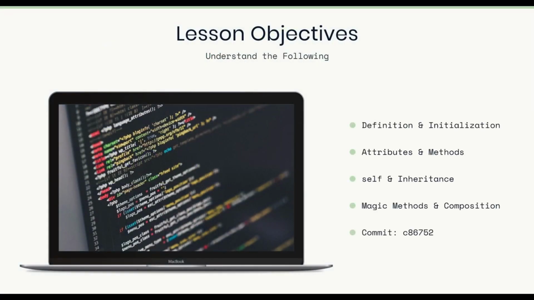The lesson objectives for this video include understanding the following: definition and initialization, attributes and methods, self and inheritance, magic methods, and composition. Okay, so this section definitely has a few concepts to go over. And then of course, the last bullet is the commit, and that's related to the Git version control project that we're using. We're going to use that number in the lab to get a hold of the resources relevant to this lesson, which of course is the cheat sheet and then the questions and answers and the examples.